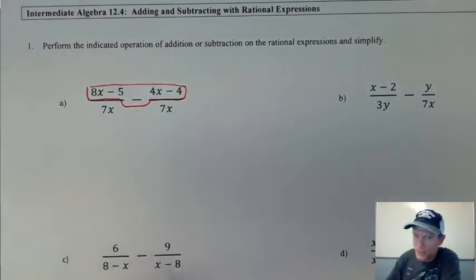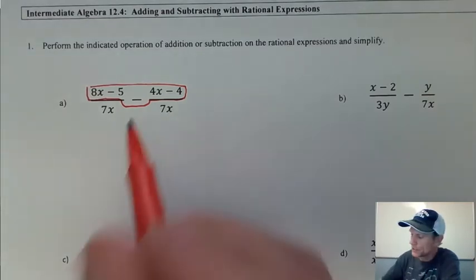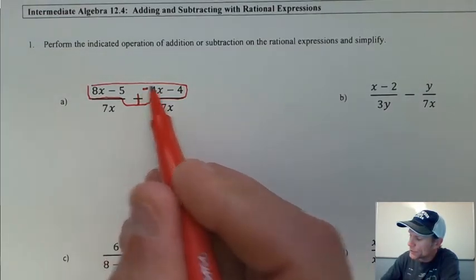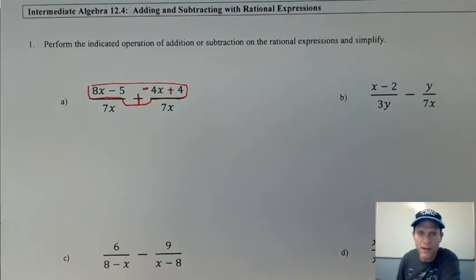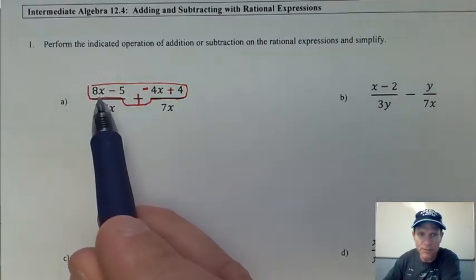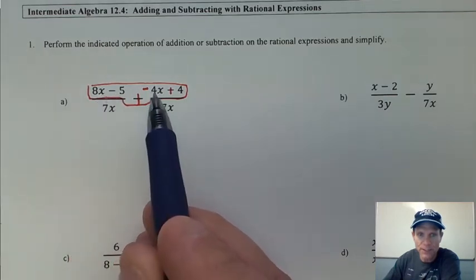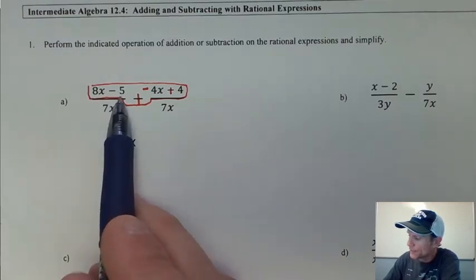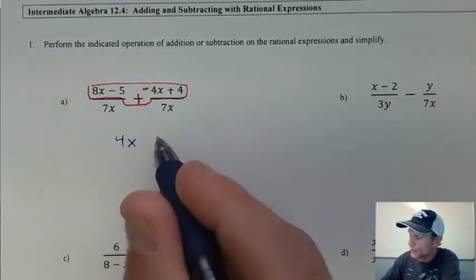So to do this, when you're copying this out onto your sheet, what you might want to do is change this to addition. And remember, subtraction is the same as add the opposite. And so what we can do is change that to a negative 4x and that to a positive 4. So we have to be a little careful with our signs in the numerator. And then what we're going to do is just put the numerators together. So collect the like terms. We have 8x minus 4x is 4x. And then we have negative 5 plus 4 is negative 1.